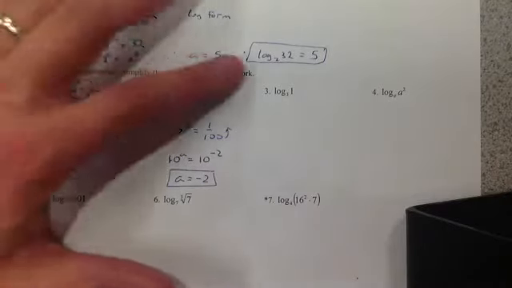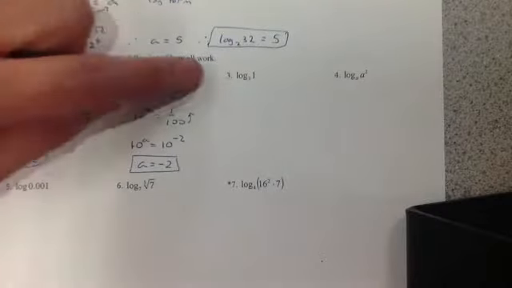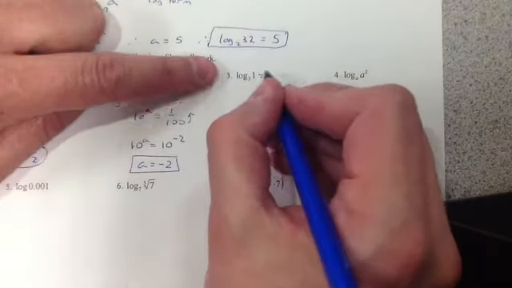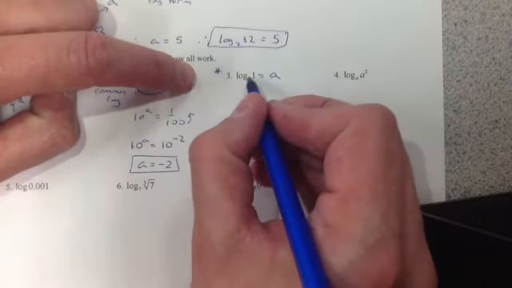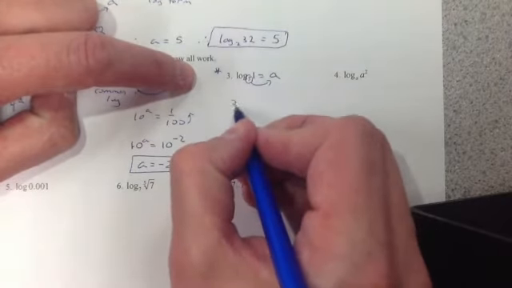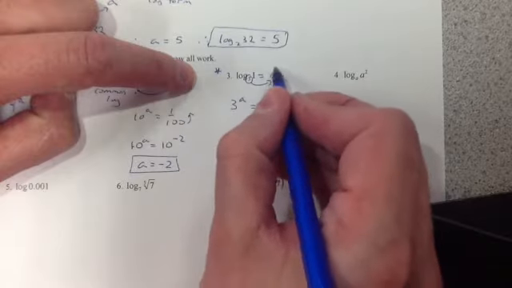Very easy to do. All right, let's try number 3. Ooh, this is a hard one. Let's put a splat on this one. Set that equal to a. We're going to get 3 to the a. And what's that going to equal?